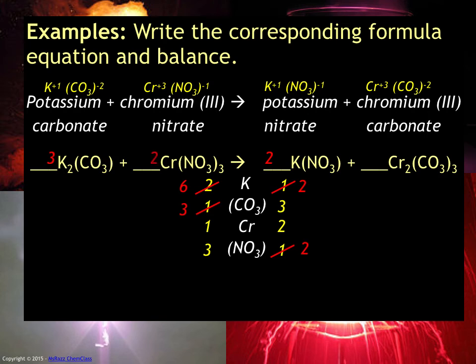Going down even farther, I'm going to put a 2 in front of the chromium here. That gives me 2 chromiums, but it also changes my number of nitrates, so now I have 2 times 3 nitrates, or 6. I'm going to go back up to the top now. I'm going to have to adjust those numbers because my potassium is not right. I need 6 potassiums on the product side, and right now I only have 2. So I'm going to change that coefficient to 6. That gives me 6 potassiums, and it also changes my nitrates to 6, and we're balanced.